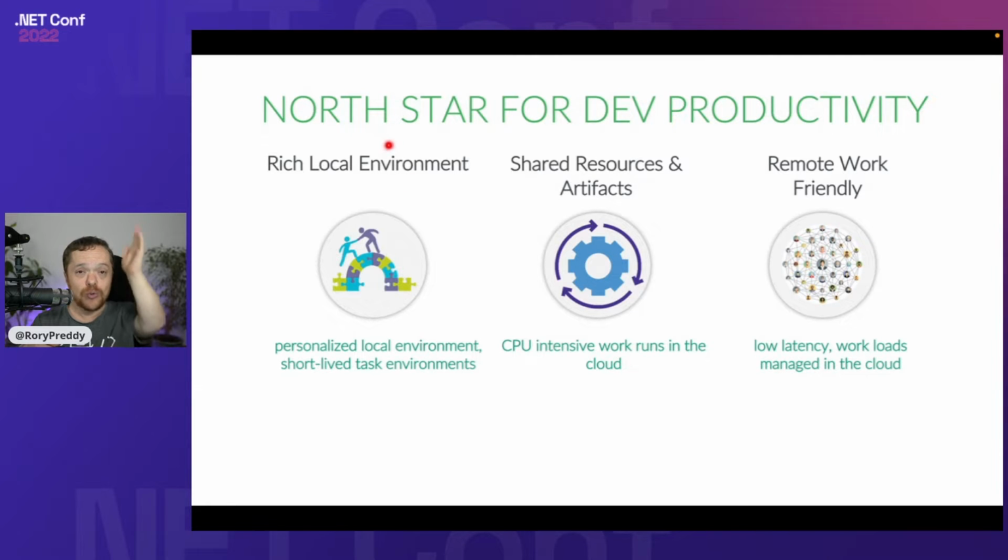So the North Star is what we're heading towards for dev productivity. First of all, we want a rich local environment. We want to personalize local environments, and we want ideally to spin them up and tear them down for short-lived task environments. We also want shared resources and artifacts, and if we want to do anything intensive with them, we want to take the CPU intensive work and run it in the cloud.